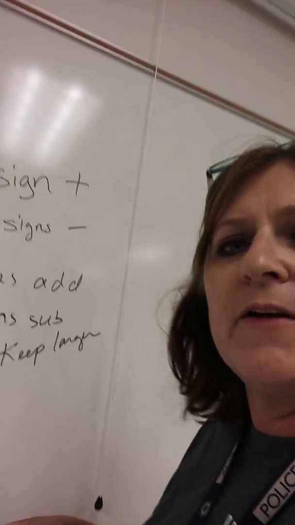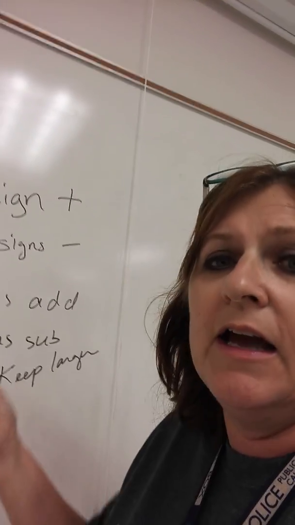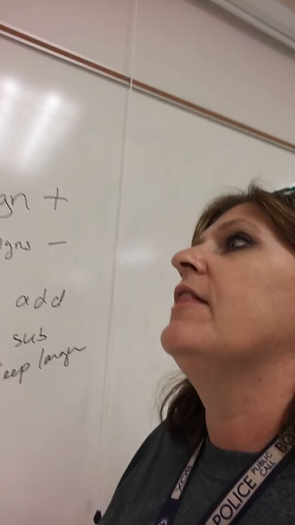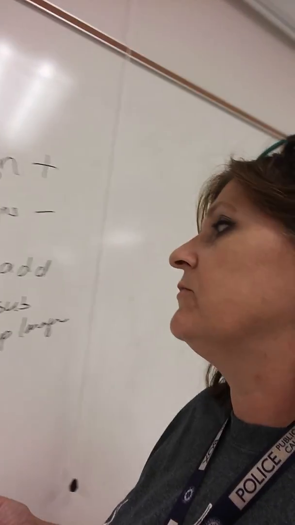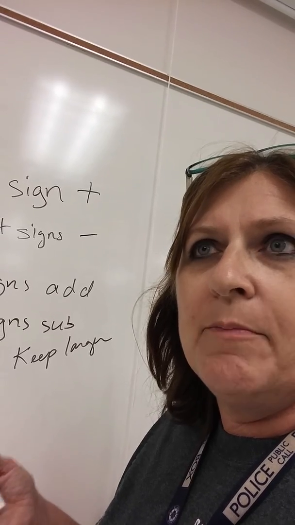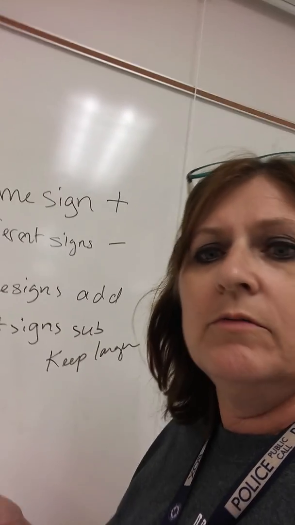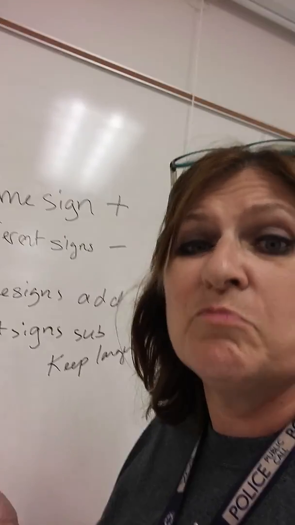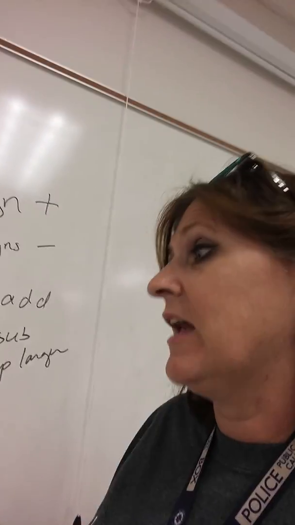If you have a positive number plus a positive number, you keep the sign, so it's a positive. If a negative number plus a negative number, then you keep the sign and it's a negative. If you are taking a positive number plus a negative number, then you subtract the smaller number from the bigger number and you keep the sign of the biggest. Pretty basic once you kind of get the hang of it.